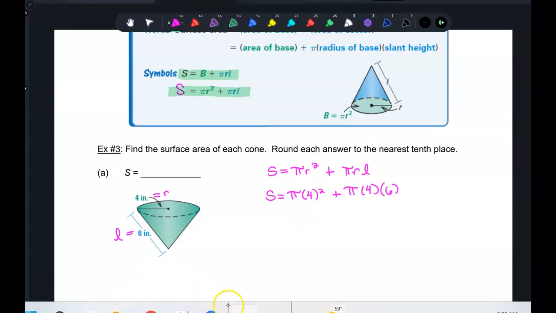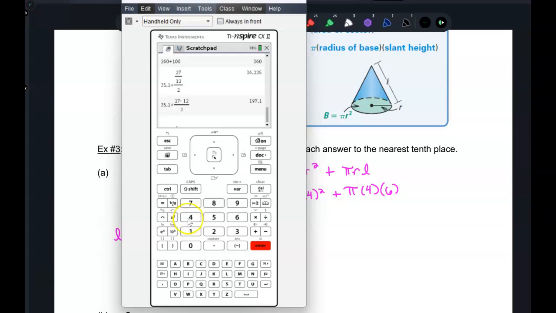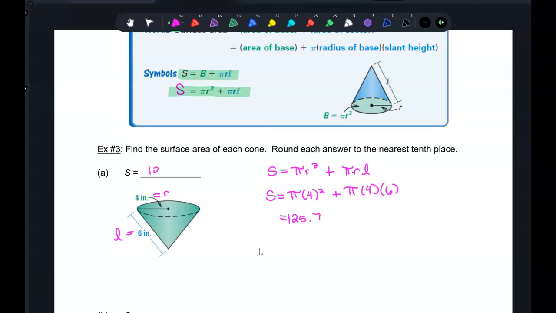You don't need a height for this, right? It's just the slant height. No, you don't need the regular height for this. 125.7. Do we still have to show the setup? On quizzes and tests, all you need to do is show the setup, and you can do the rest on the calculator.